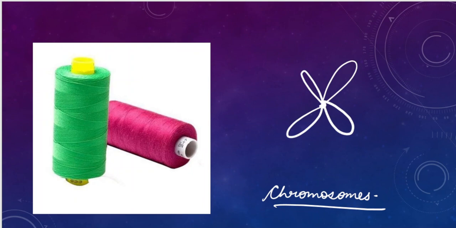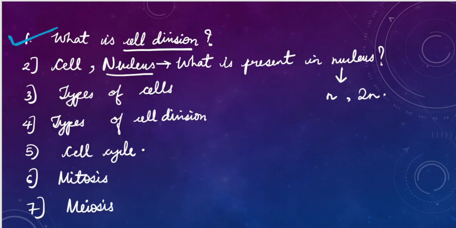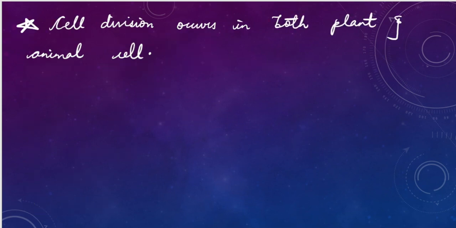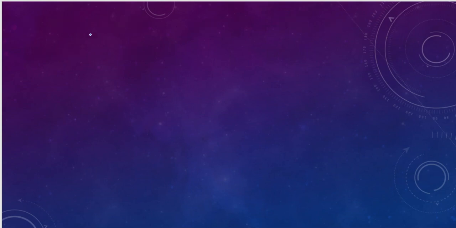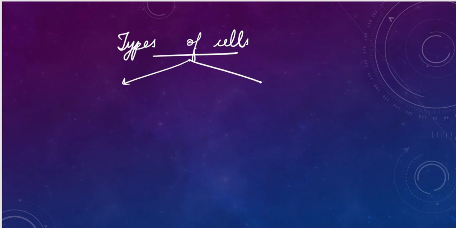So this was about what is present inside the nucleus. So we are done with our second part. Now we will come towards what are the types of cells. Okay. So there are two types of cells. One is known as somatic cells. Somatic cells means body cells.